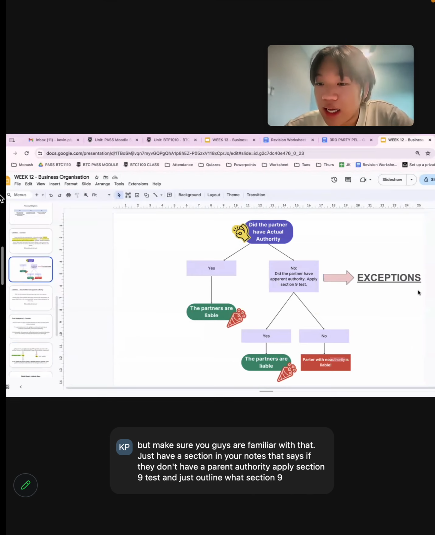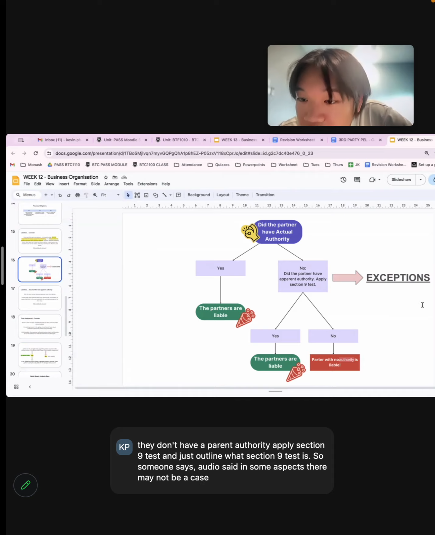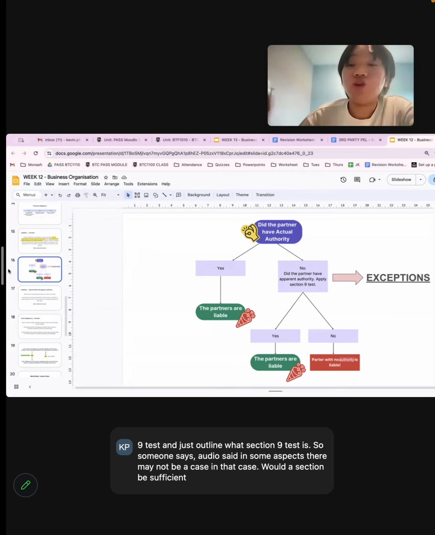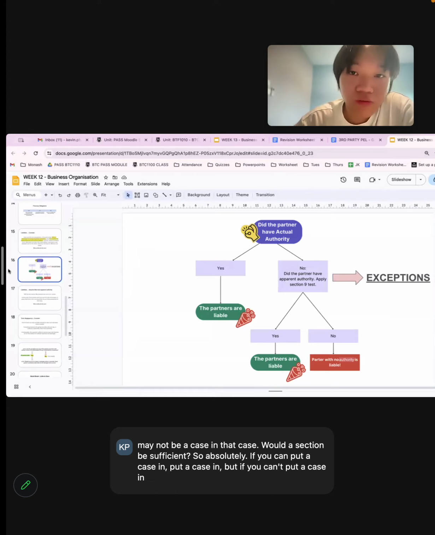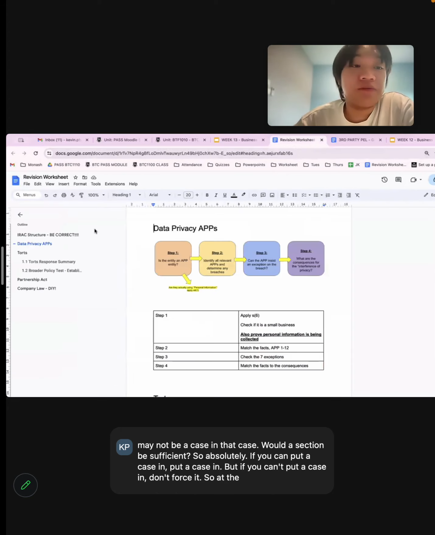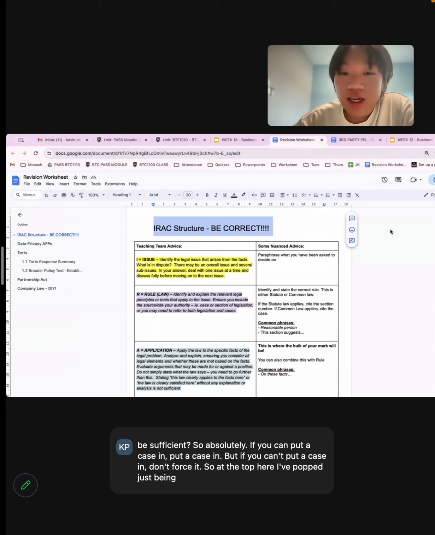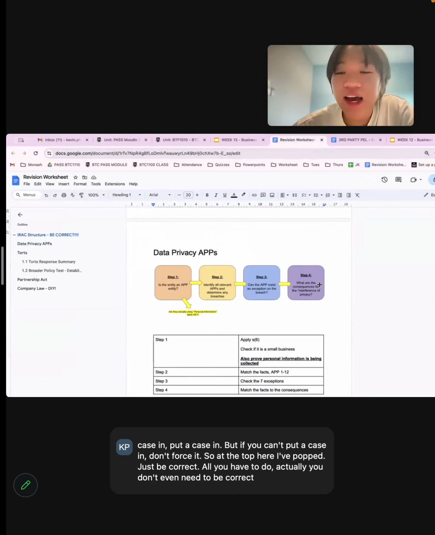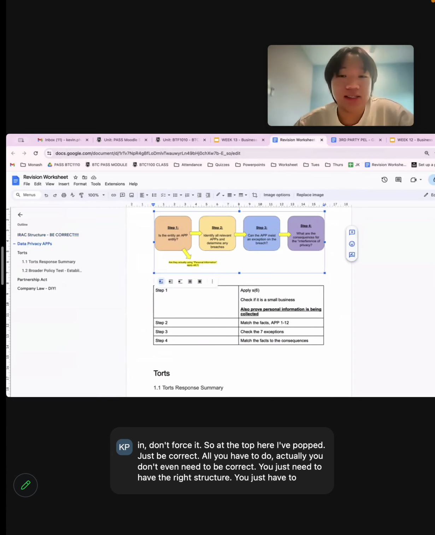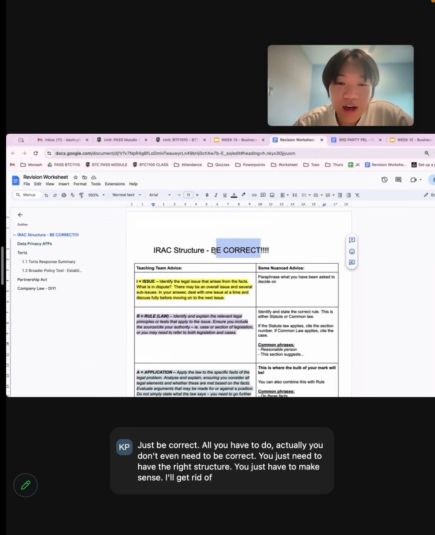Someone said, in some aspects, there may not be a case. In that case, would a section be sufficient? So absolutely. If you can put a case in, put a case in. But if you can't put a case in, don't force it. So at the top here, I've put, just be correct. Actually, you don't even need to be correct. You just need to have the right structure. You just have to make sense. I'll get rid of be correct. I'll put in make sense instead.